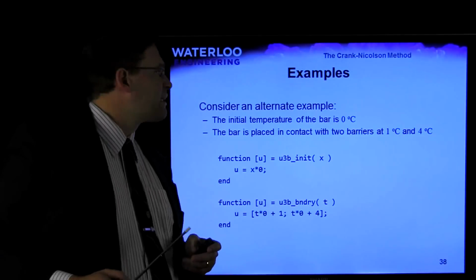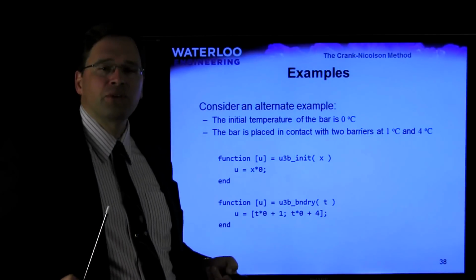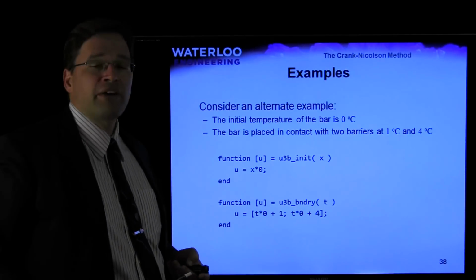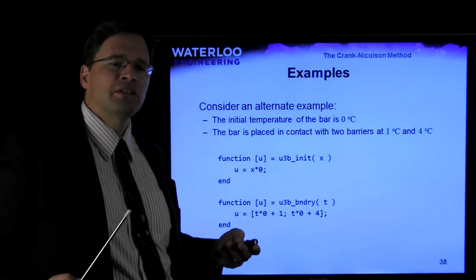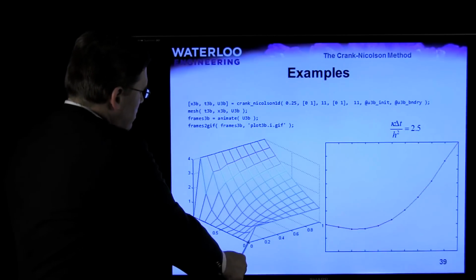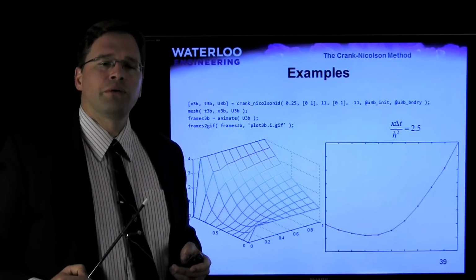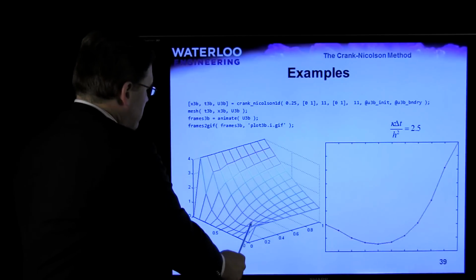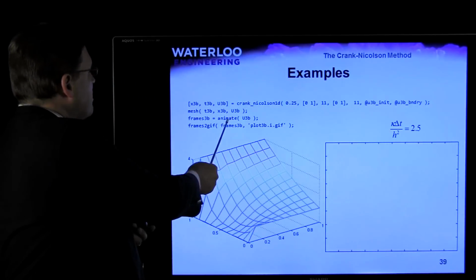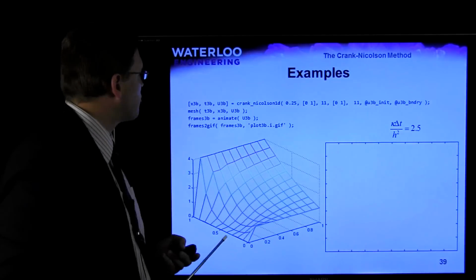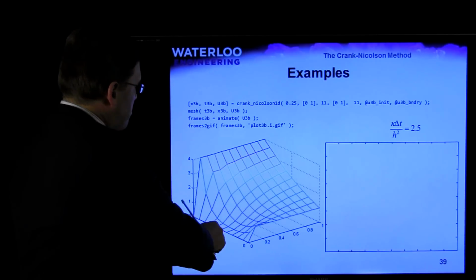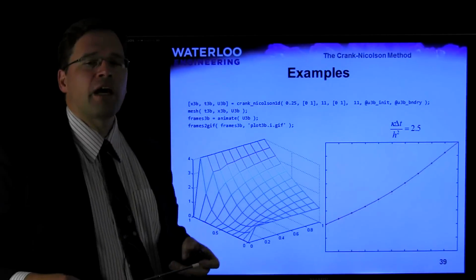Now, let's consider an alternate example. The initial temperature of the bar is 0 degrees and the barriers are 1 and 4. Here are our initial conditions and our boundary conditions. And now we start at a temperature 0, but now both ends begin to increase. Now, if we take this output and put it through the function animate, and then take the frames that come out of that and pass them to frames to GIF, we get the following GIF, which is an animation of the progression of the temperature along the bar as time increases.